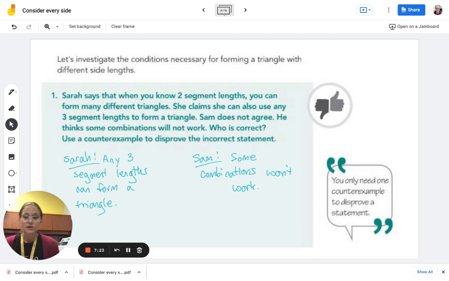Is he right? What I want you to do is set a timer for 2 minutes, pause the video, and talk with your partner. Make a decision. Who do you think is right, and why do you think they are right? Your teacher is going to be listening to your conversations, and once everybody has had a moment to talk with their partner, you're going to discuss as a class what you think about this scenario.